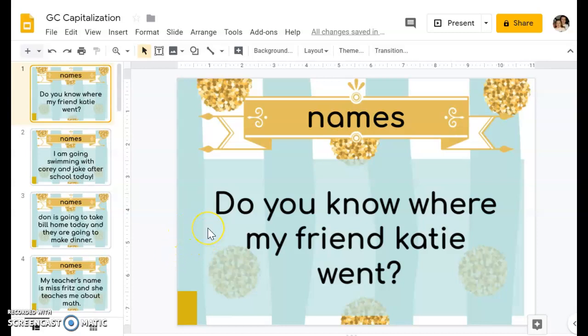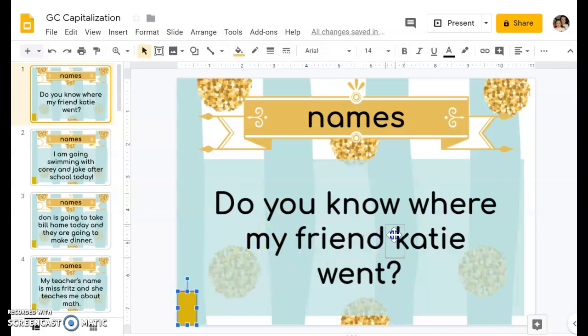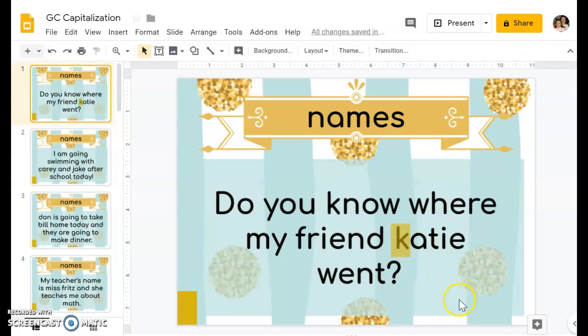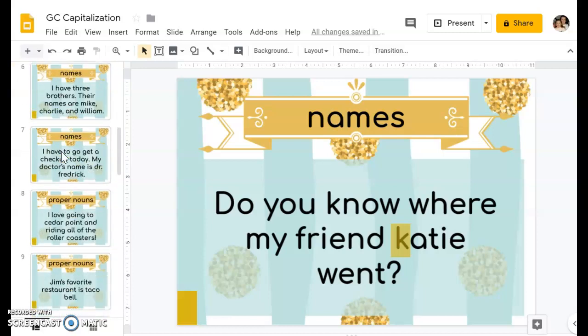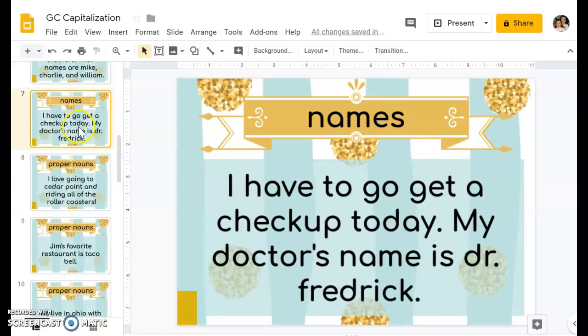So let's do this first one together. It says, do you know where my friend Katie went? I see one name in that sentence, and that's the name of Katie. And I know that I have to capitalize that name, so I'm going to take one of these boxes, click and drag it over to the K to highlight that that K should be capitalized. So there are a couple over here, and all of them have names for their category.